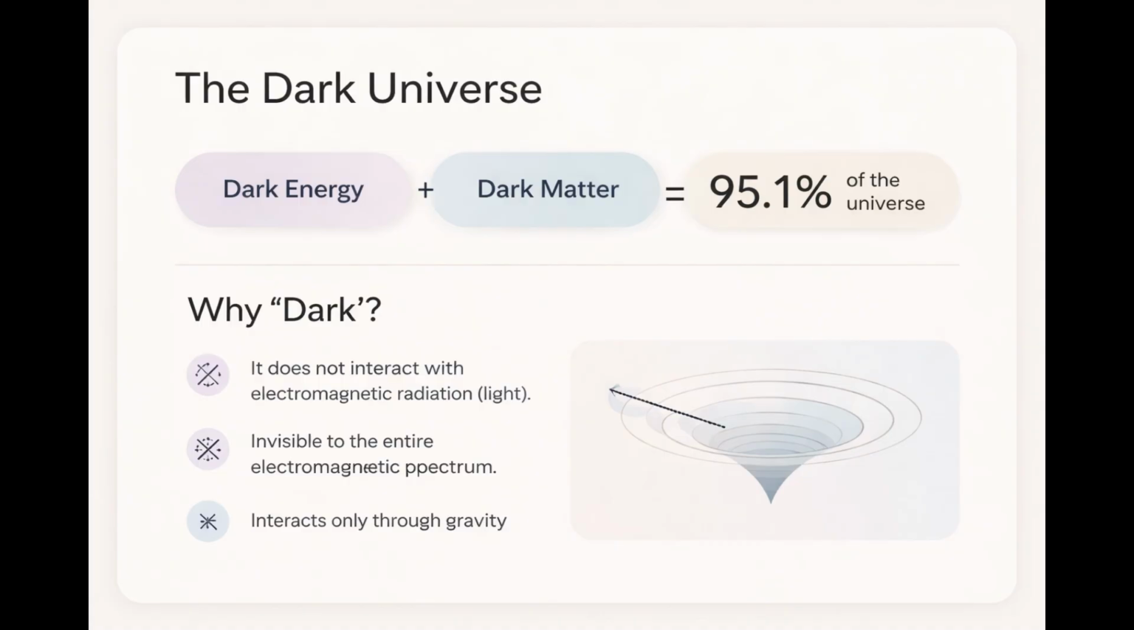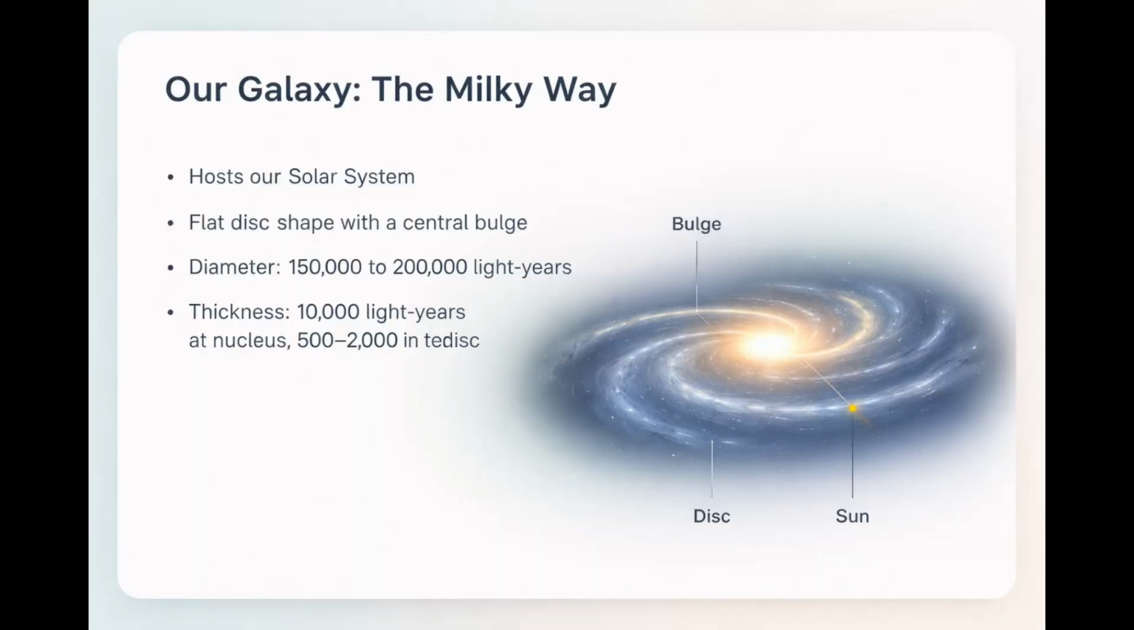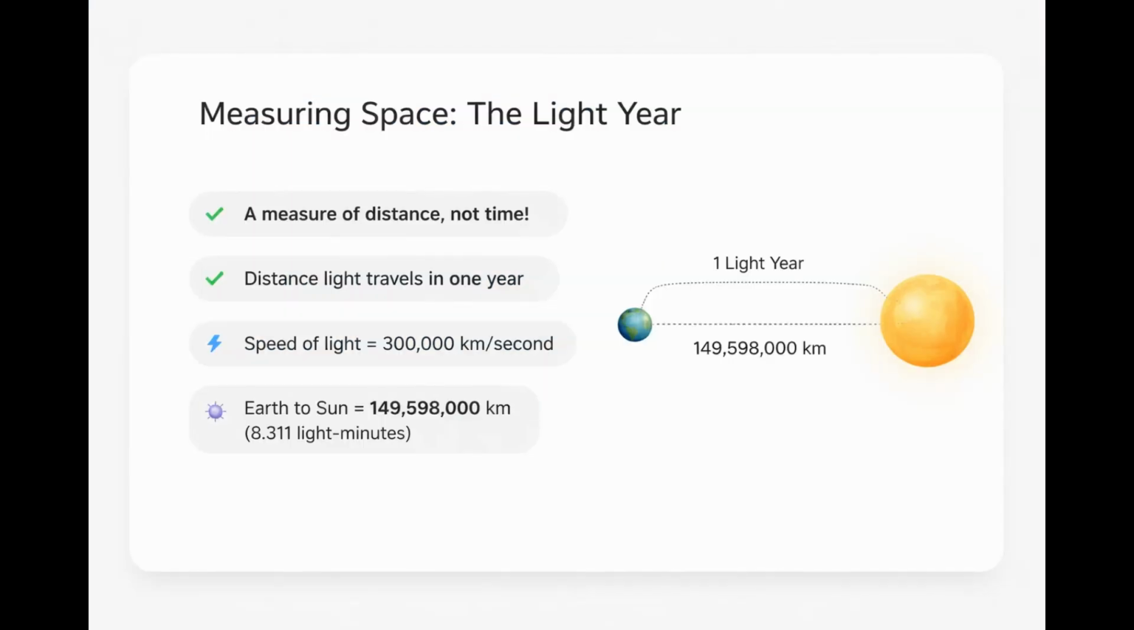We only know it is there because of its gravitational pull. Bringing things closer to home, let's look at our own galaxy, the Milky Way. It is a spiral galaxy shaped like a flat disk with a thick central bulge, spanning up to 200,000 light-years across. You often hear the term light year when discussing space, but it is crucial to remember that a light year is a measure of distance, not time. It is simply the distance that light, traveling at 300,000 kilometers per second, covers in one Earth year.